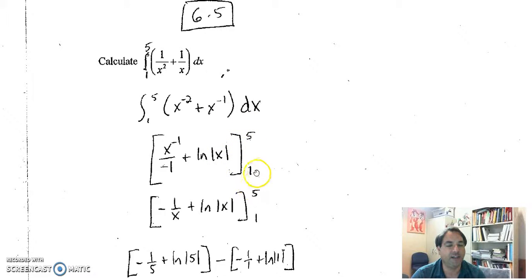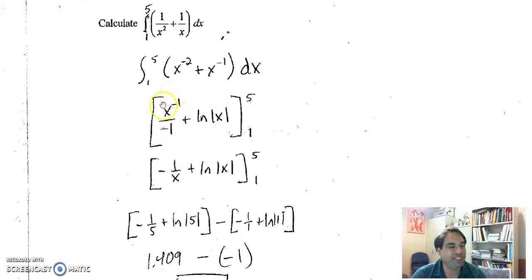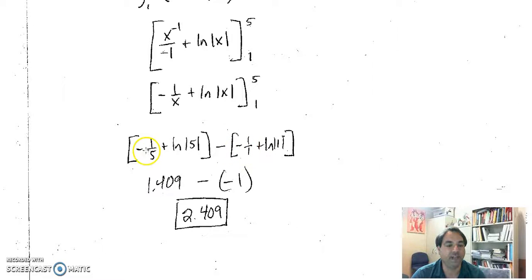But before I plug in the 5 and the 1 and subtract, again, we should always simplify, make life a little easier for us. So instead of having x to the negative 1 over negative 1, we're going to put a minus 1, and then x to the negative 1, x would go on the bottom as a positive 1, plus natural log of absolute value of x from 1 to 5. So we plug in the 5 first, negative 1/5 plus natural log of absolute value of 5.